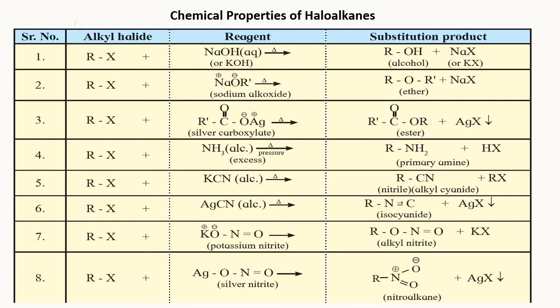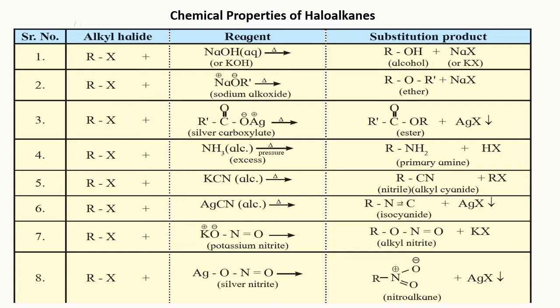Examples of some important nucleophilic substitution reactions of alkyl halides are given in the following table. First reaction, that is RX plus NaOH aqueous on boiling, giving rise to ROH plus NaX. When alkyl halide is refluxed with aqueous potassium hydroxide or sodium hydroxide, alcohol is formed. The reaction is called hydrolysis reaction. For example, CH3CH2Br plus KOH giving rise to CH3CH2OH plus KBr.